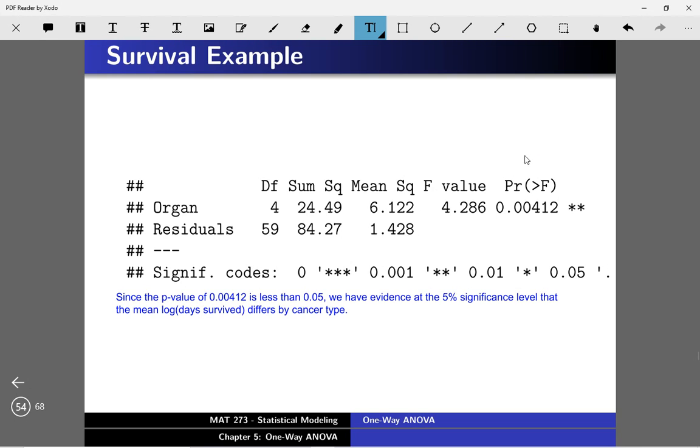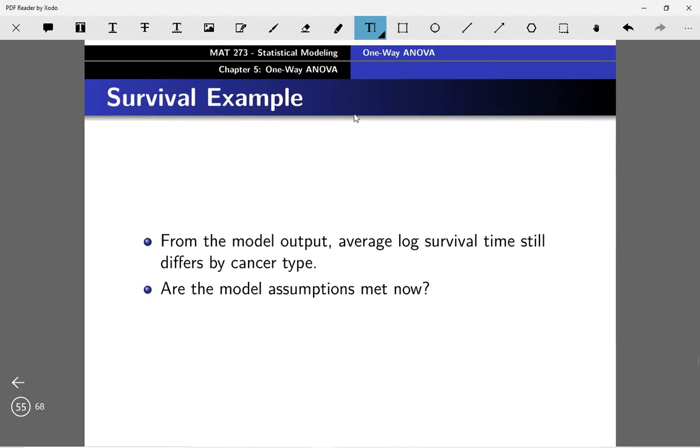And so we lose a little bit of interpretability here because we're talking about the log days survived, not just the days survived between the groups. That's sort of a drawback. There are trade-offs. We lose a little bit of interpretability, but our inference is now going to be valid. Our p-values, confidence intervals, and other things that we calculate relative to this model are now valid, assuming our assumptions are met.